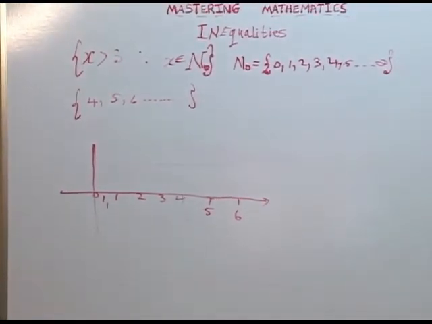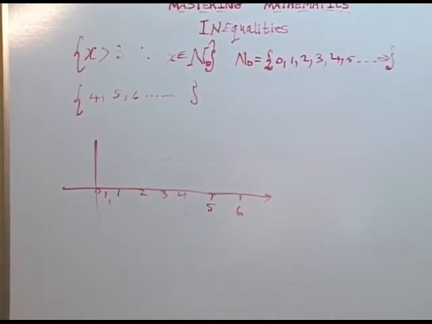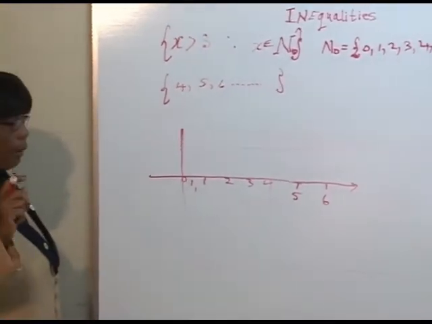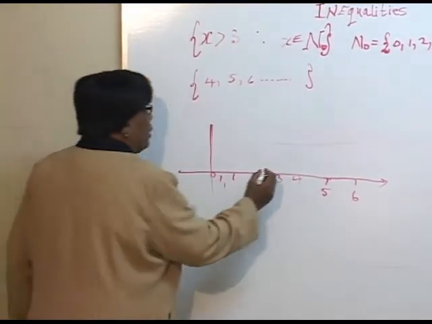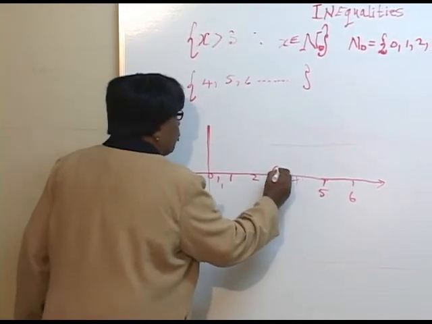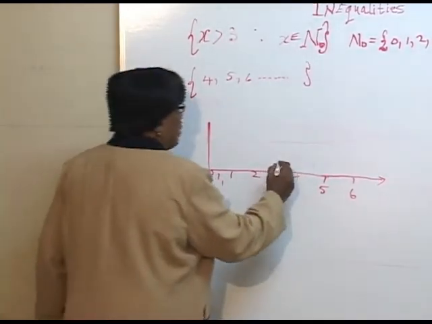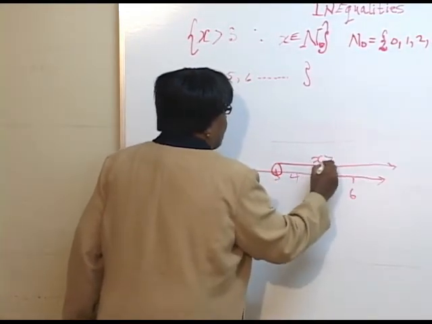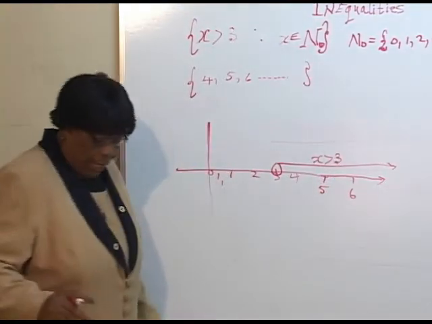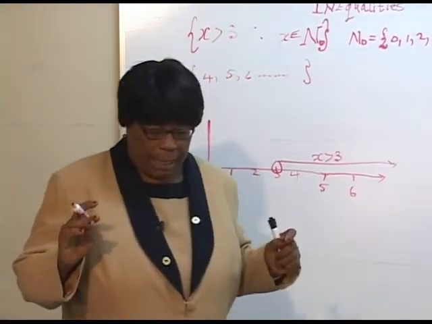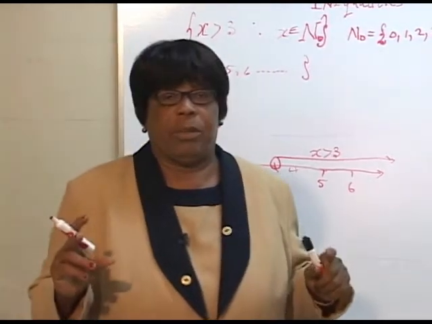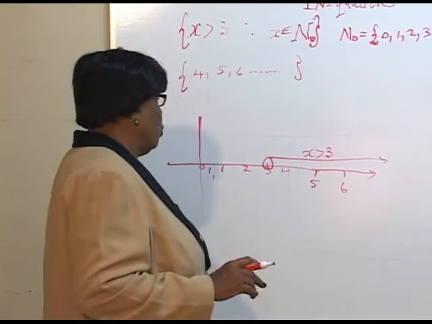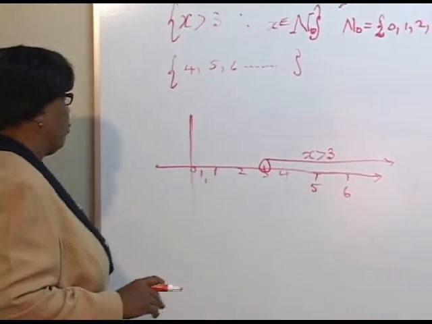This time, what are we saying? It says it's greater than 3, therefore 3 is not involved, so we have to put a clear circle around 3, and then start going all the way up, extending, and it would be x is greater than 3. So anytime it's just greater than or less than, that particular number is circled and left with a clear circle. All right, so that is where we're starting.